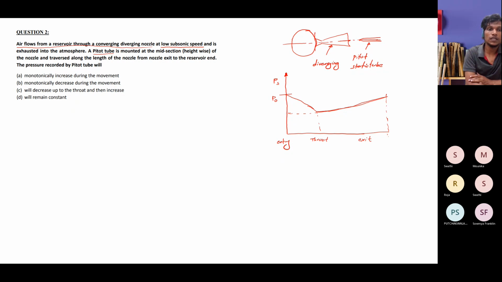So it will decrease first up to the throat and then increase up to the exit. This is the correct option. This is the picture of how the pressure varies along the nozzle. Okay, let's go to the next question.